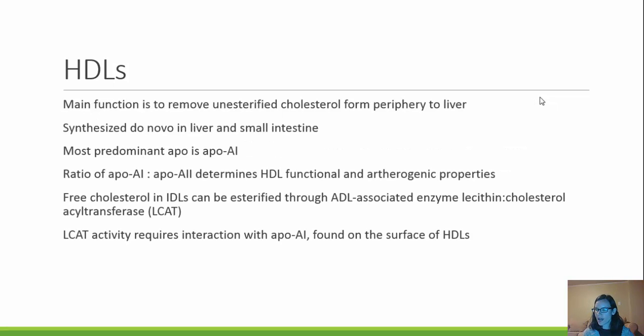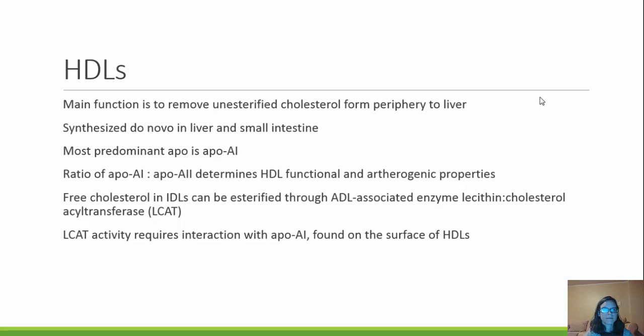Okay, so now we're going to move on to HDLs, which are primarily protein-rich disc-shaped particles. Their main function is to remove cholesterol from the periphery to the liver. So all that cholesterol that we just delivered to our peripheral tissues through LDL, we can actually pick up and bring back to the liver with HDLs. HDLs are synthesized in the liver and small intestine, and they are most closely associated with apolipoprotein A1.